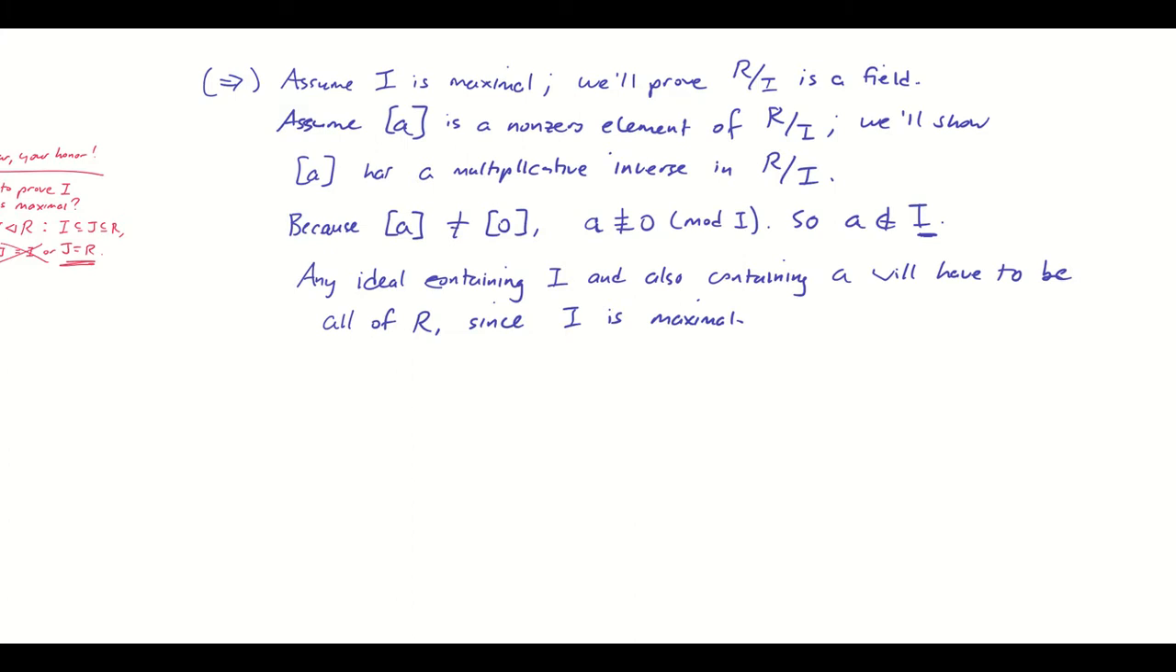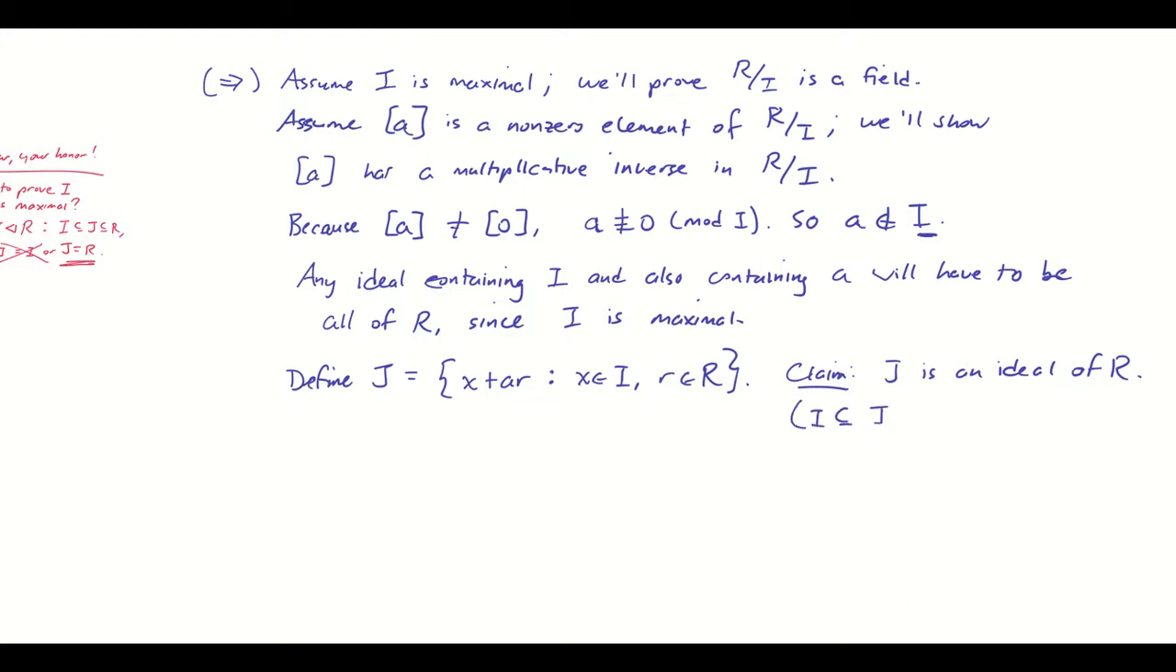Okay, so now here's the tricky part of the proof. I'm going to propose a bigger ideal that contains I and also contains A. I'm going to define J to be the set of all X plus AR such that X is in I and R is anything in the ring. And I claim that J is an ideal of R, and also that I is contained in J and A is contained in J. Okay, let's work out those last two claims first.